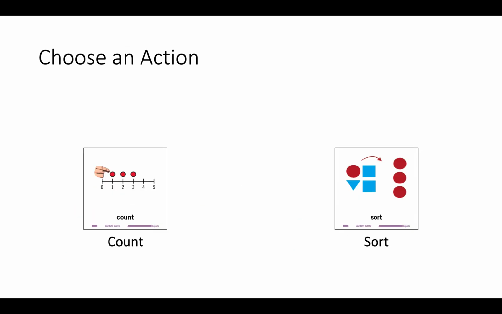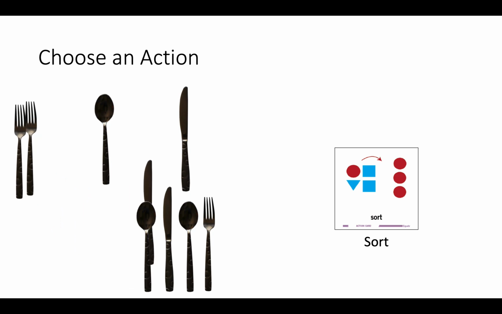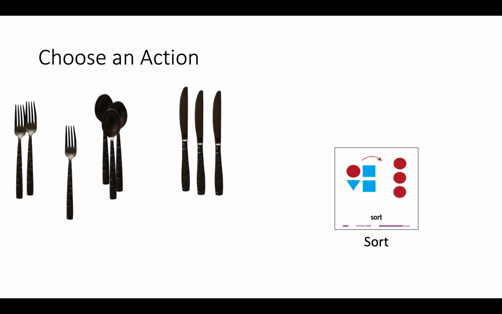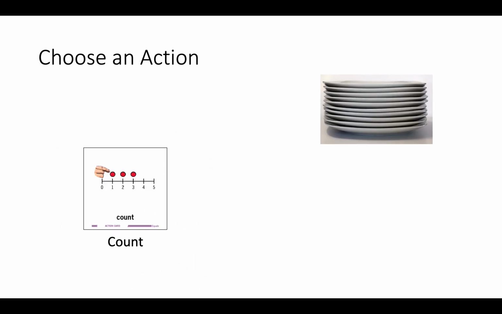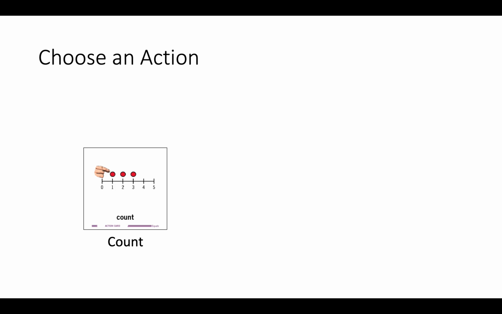Choose an action. Ask, what do I do? What actions do I choose? Count or sort? Let me think. Sorting means to match objects to make sets like this. There is only one set of plates. I know there are 5 placemats, and plates go on top of the placemats. I think counting is a better choice.